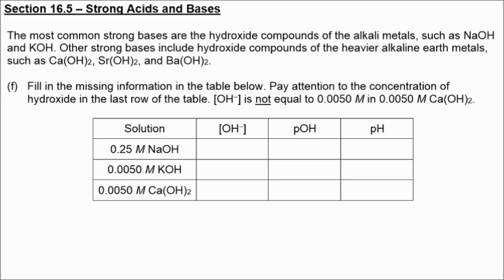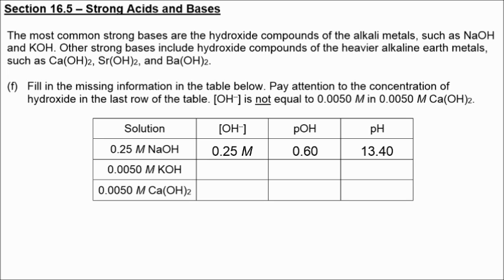All right, so now let's talk about bases. The most common strong bases are the hydroxide compounds of the alkali metals, such as sodium hydroxide and potassium hydroxide. Other strong bases include soluble hydroxide compounds like calcium, strontium, and barium hydroxide. So the negative log of 0.25, that's our concentration of hydroxide, is 0.60. The pH is 14 minus 0.60, so we get a pH of 13.40.